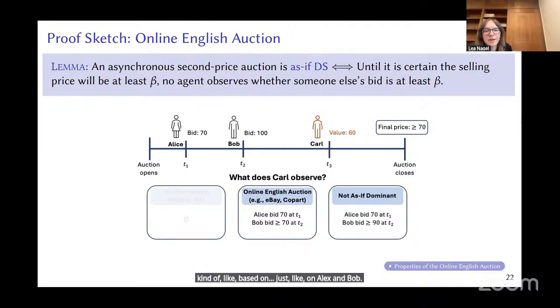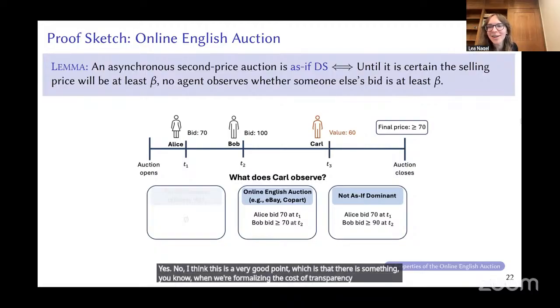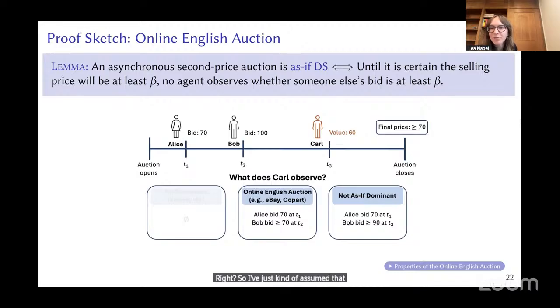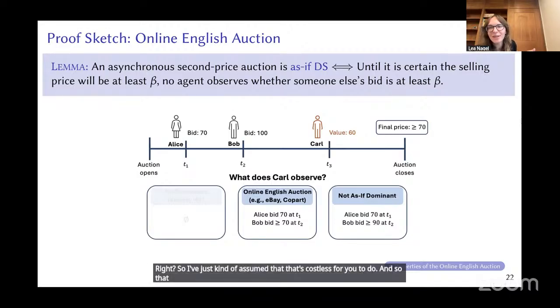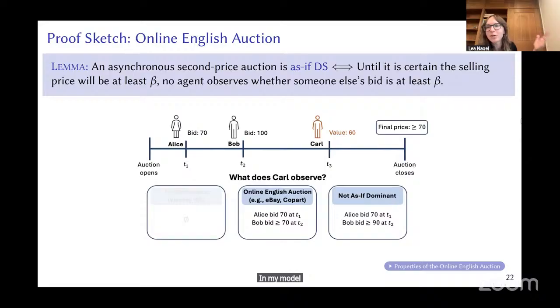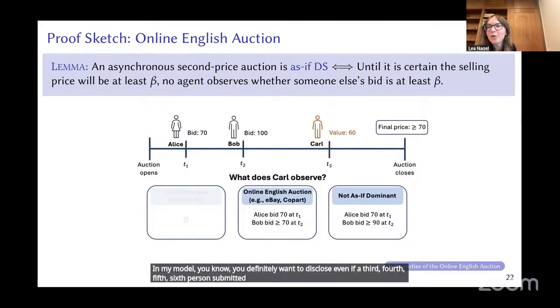No, I think this is a very good point. When we're formalizing the cost of transparency, one cost that we're not thinking about is the cost of you processing the information that I provide you with, right? I've just assumed that that's costless for you to do. And so in my model, you definitely want to disclose even if a third, fourth, fifth, sixth person submitted a bid, even if these are not relevant towards the final outcome anymore.